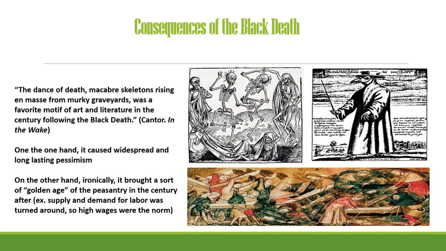On the other hand, ironically, it brought a sort of golden age, particularly to the poorer people, the peasantry, small farmers. Most people were small farmers worldwide by that time. So in the century that followed, how could it be a golden age if everything's so pessimistic now and they're afraid of this happening again, which they were? One of the reasons is that supply and demand for labor was turned around. So high wages became the norm on the other side of the Black Death. Why? Because the labor force is now much smaller because everybody's died off.